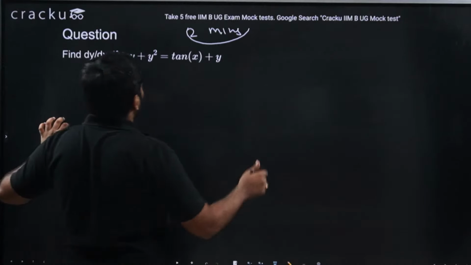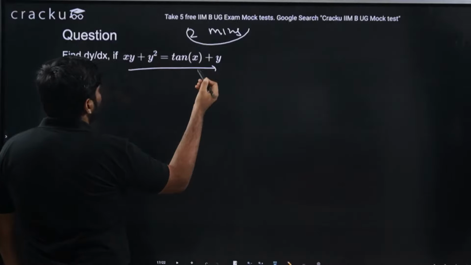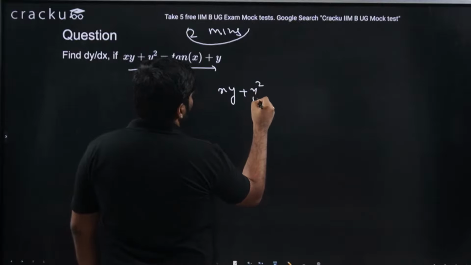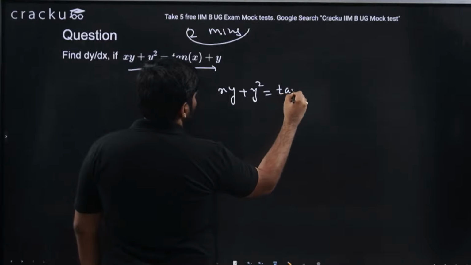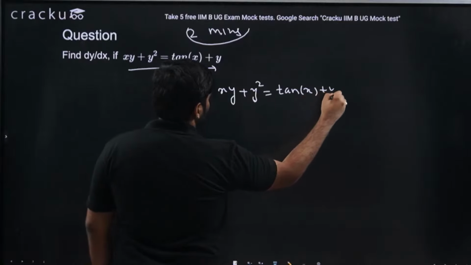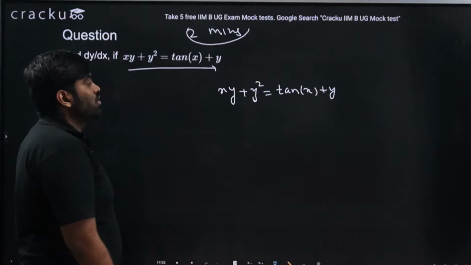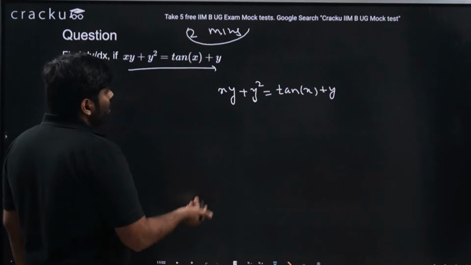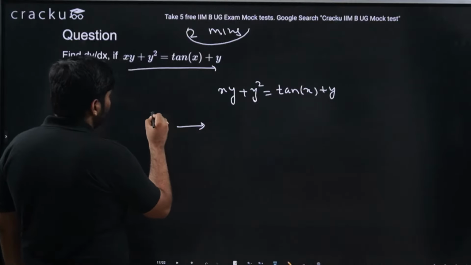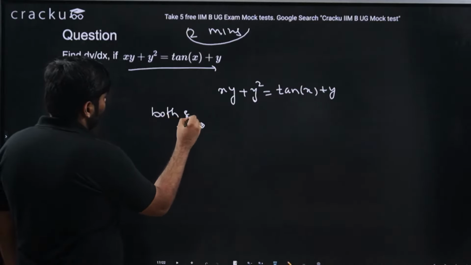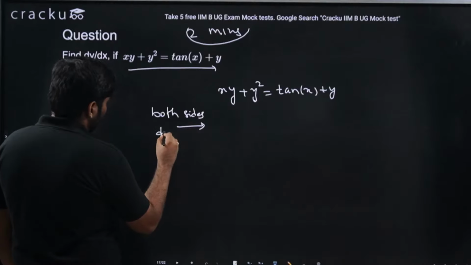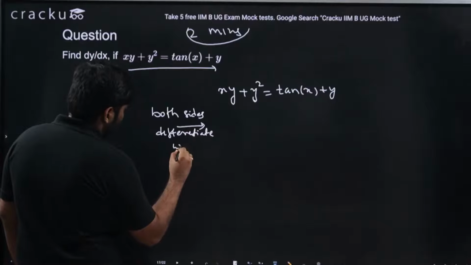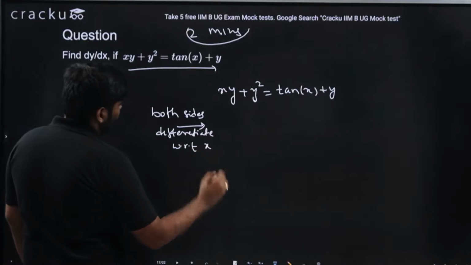So now the same story again, given an implicit equation xy plus y square is equal to tan x plus y. What we should be doing now? We should be differentiating on both the sides with respect to x, right? So let us do it, differentiating both sides. I'm writing here, both sides differentiate with respect to x. WRT is nothing but with respect to x.